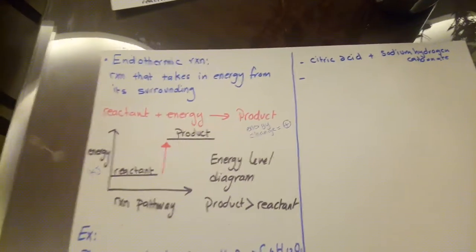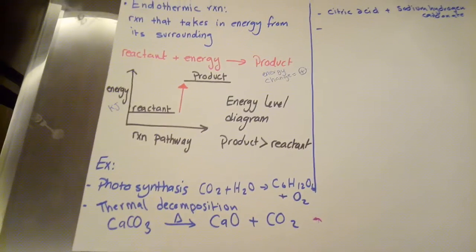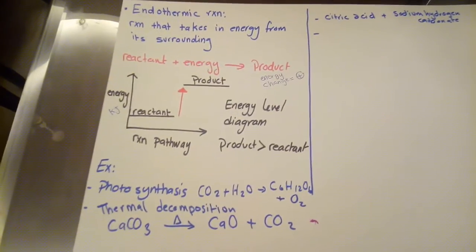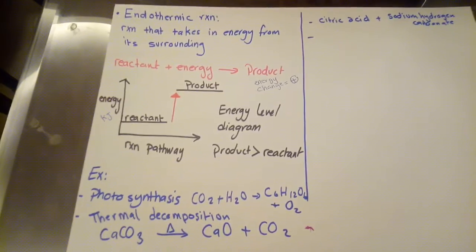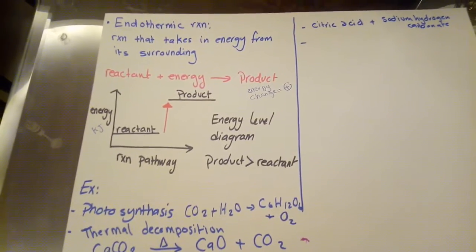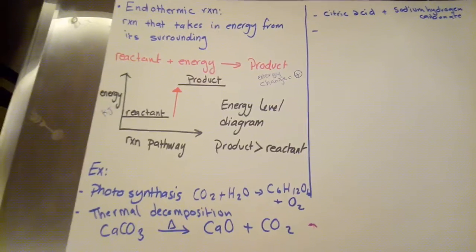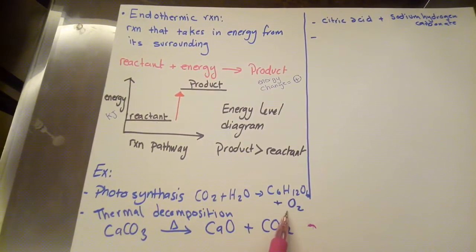Okay, examples of that type of chemical reaction: photosynthesis. Plants in general will absorb carbon dioxide plus H2O in the presence of sunlight as energy in order to make C6H12O6, glucose, and oxygen.